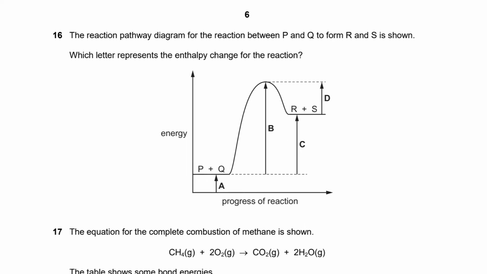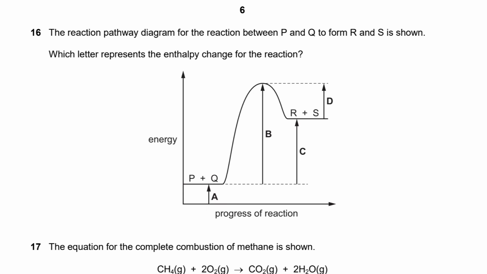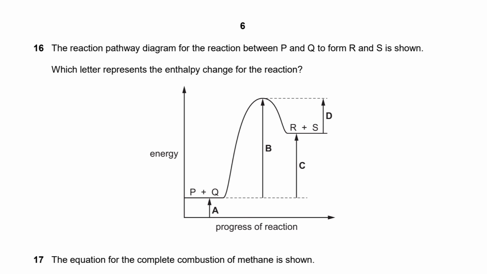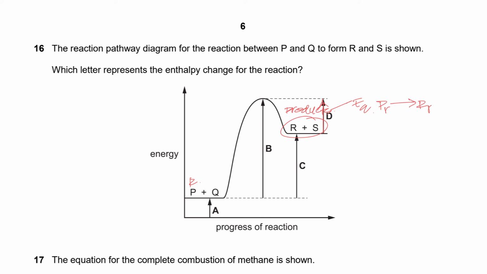Moving on. I want to go into a little detail for this question, because those are beautiful options given to you. So the reaction pathway diagram is shown. What is D? D is basically the activation energy for R and S, which are my products in this case. It's the activation energy for products to go back into the reactants.